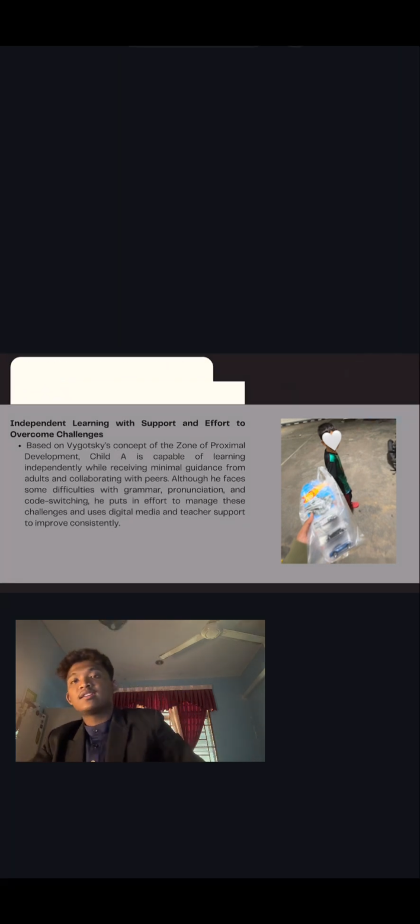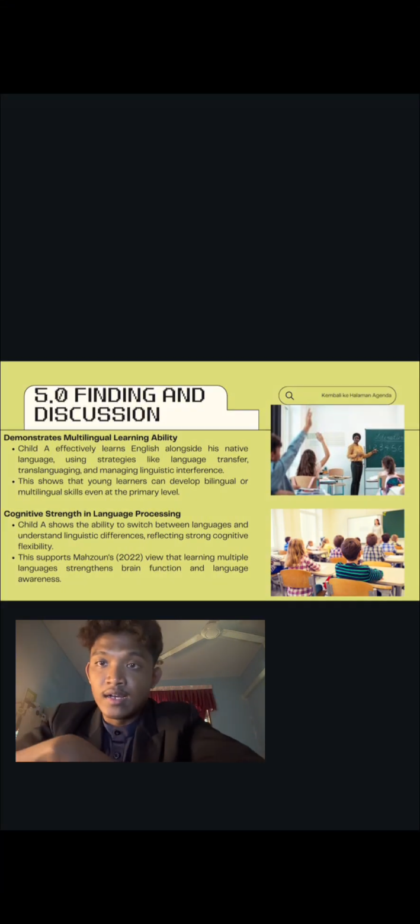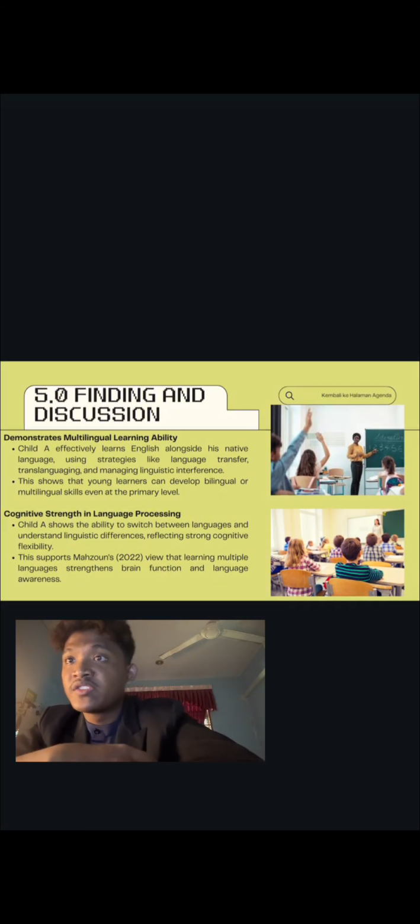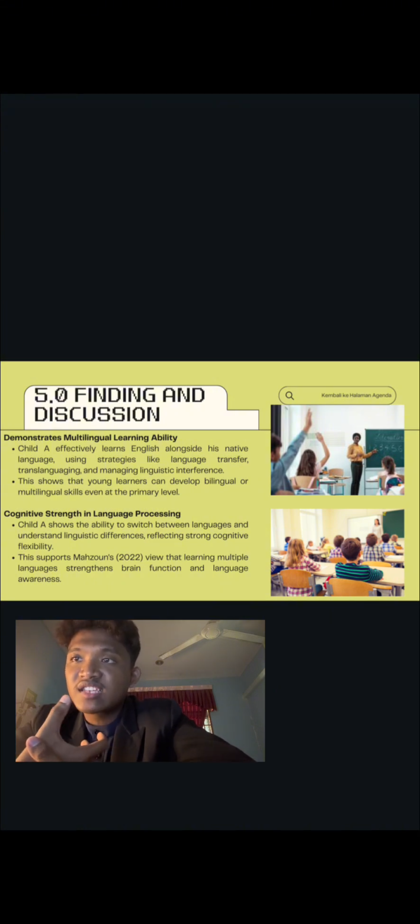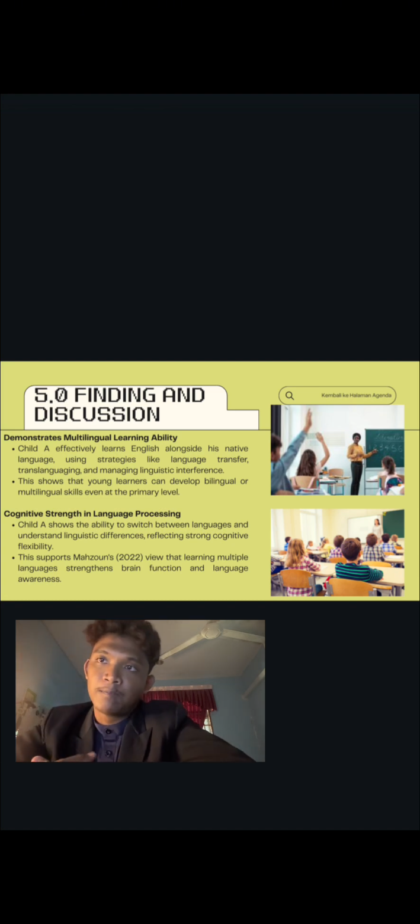Moving on. So here are the findings and discussion that we are able to argue in this presentation. The first one is that he demonstrated multilingual learning ability. Child A effectively learned English alongside his native language using strategies like language transfer, translanguaging, and managing linguistic interference. This shows that young learners can develop bilingual or multilingual skill even at the primary level. Through Child A, the finding that I can conclude is that young learners can develop bilingual or multilingual skill even at the primary level, and they learn better at that level.